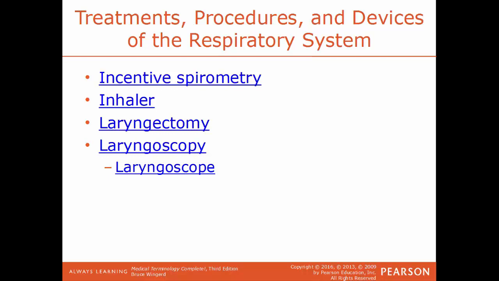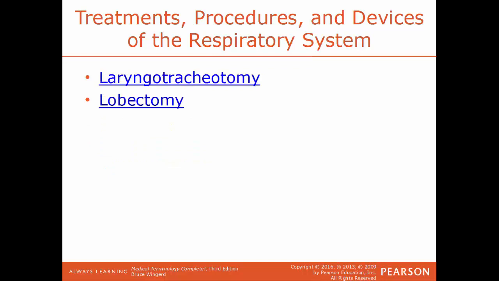Laryngectomy. This is the removal of the larynx, the surgical removal of the voice box. It's usually done to treat cancer of the larynx. The next two terms will be related to each other: laryngoscopy, the process of viewing the larynx, and the tool they would use to do so would be a laryngoscope. Laryngotracheotomy, this is the process of cutting into the larynx or cutting into the trachea. Lobectomy, this is the surgical removal of a lobe of the lung.